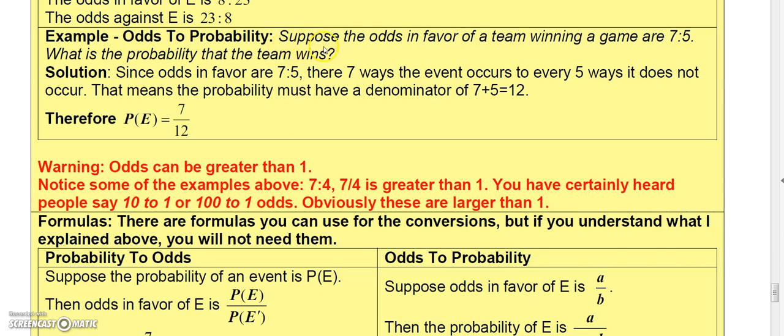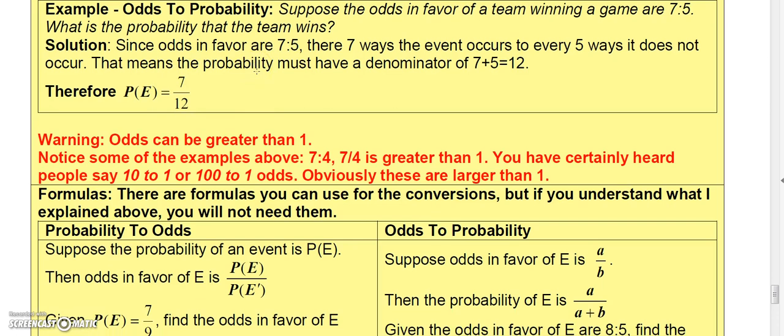Now, what if you wanted to convert odds to probability? Suppose the odds in favor of a team winning a game are 7 to 5. That means there are 7 ways to win the game to 5 ways not to win the game. If you think about that, it implies there are 12 possibilities, since 7 plus 5 is 12. So the probability of winning the game would be 7 over the sum of these numbers, 7 over 12. So the probability would be 7 over 12.